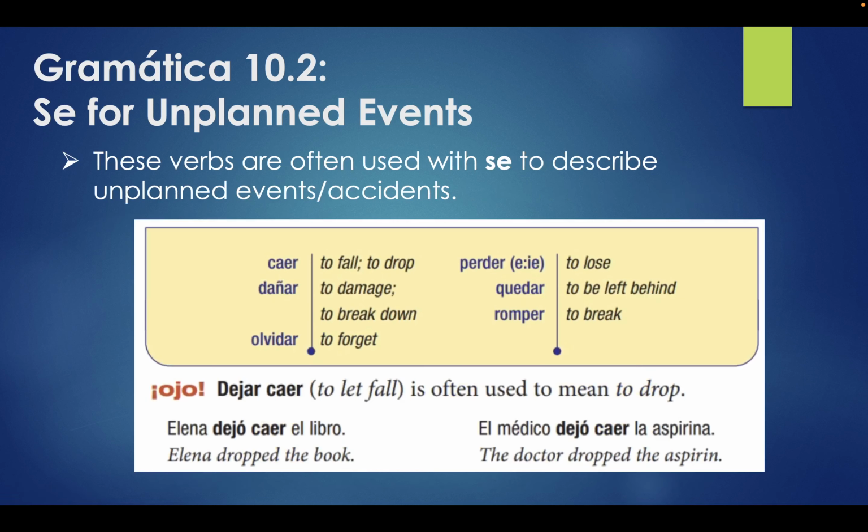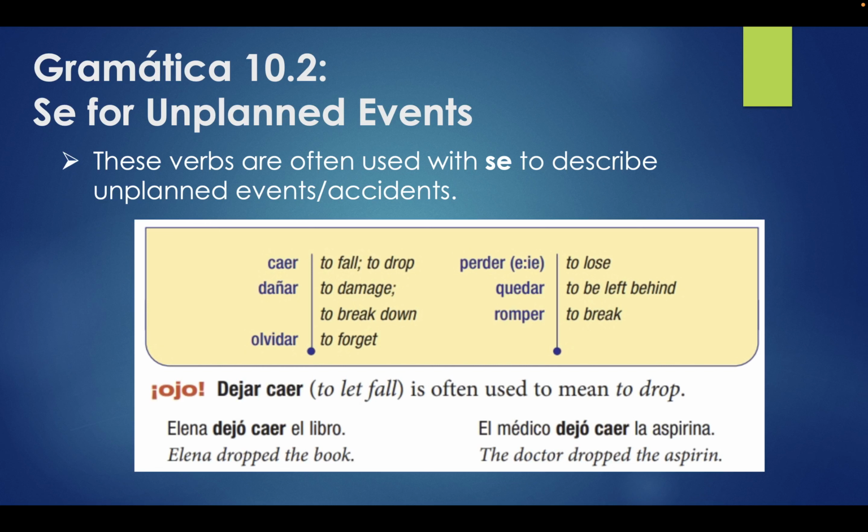So some examples and some very common verbs associated with the accidental se. We have caer, which means to drop or to fall. Dañar, to damage. Olvidar, to forget. Perder, to lose. And perder does have a stem change from E to IE. Quedar, to be left behind. And romper, to break. So some examples.